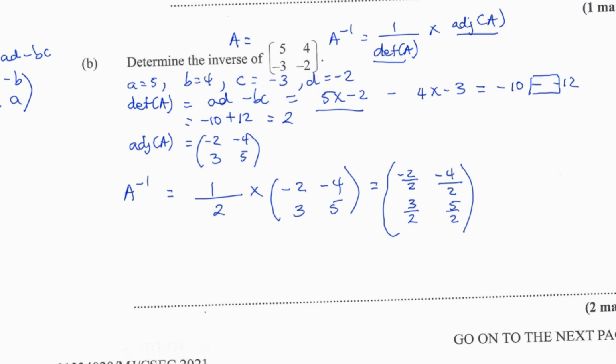And then we just simplify this. So this would give me minus 1. 4 divided by 2 is 2, but because of the minus sign, it becomes minus 2. And of course, these are fractions. We're just going to leave them as fractions. And there you have it. This is the inverse of this matrix A.